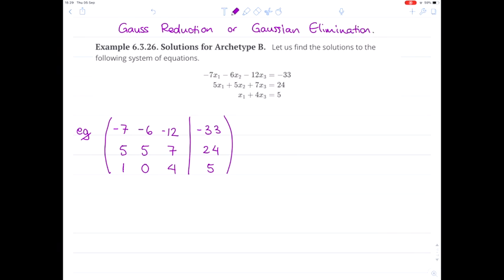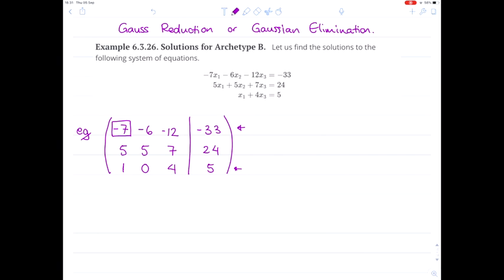So here we go. The first thing that we're always going to want to have is that our top left, if at all possible, is a 1. And there are three things we can do. We can take a multiple of the row, so we could divide through by -7 and that would give us a 1. Or we could add or subtract some multiple of a different row. So for example, we could add 8 times row 3 to row 1.